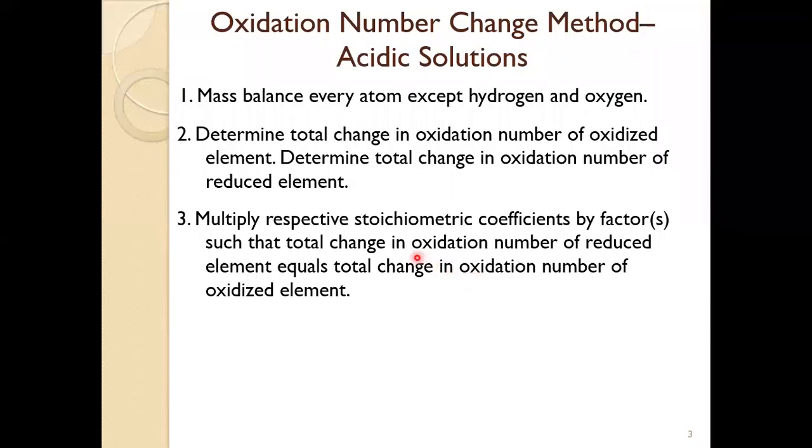And then here's actually where we start trying to balance this redox reaction. The idea is we want to make sure that those two numbers, those two changes, are the same in magnitude, though opposite in sign. In other words, the total increase in the oxidation number of what's been oxidized equals the total decrease in the oxidation number of what's been reduced. So in order to do that, we'll look at our differences, and we'll multiply our respective coefficients by a factor or factors such that those two numbers are equal in magnitude, but opposite in sign.